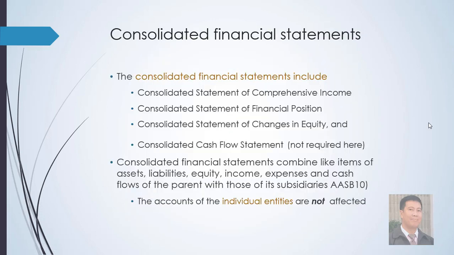Consolidated financial statements include a consolidated statement of comprehensive income, consolidated statement of financial position, consolidated statement of changes in equity, and consolidated cash flow statement. So we will not discuss it here. Consolidated financial statements combine like items of assets, liabilities, equity, income, and cash flows of the parent with those of its subsidiaries. Accounts of individual entities are not affected, as emphasized in the previous presentation.